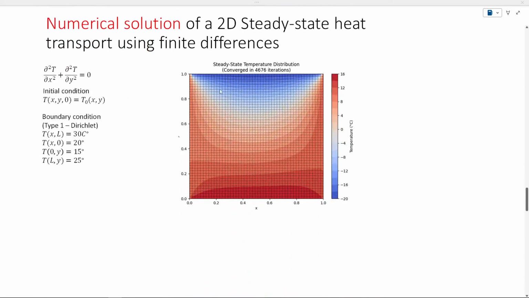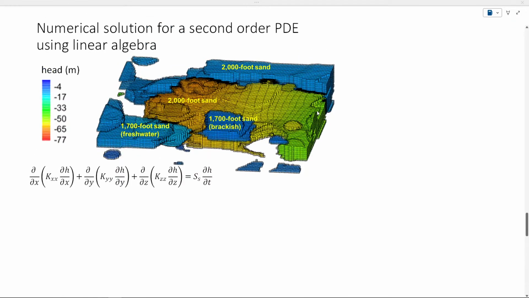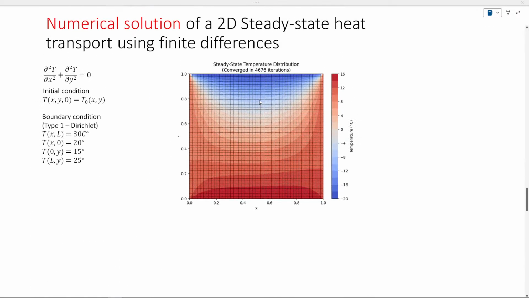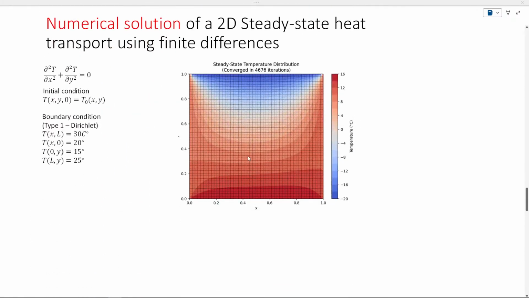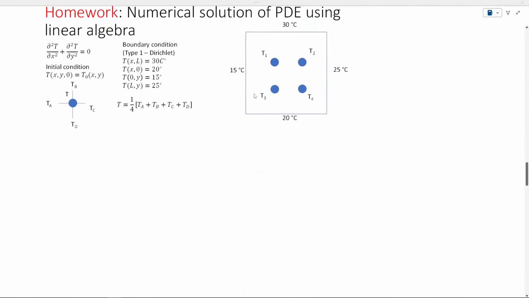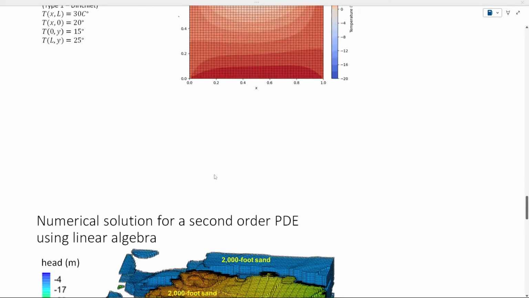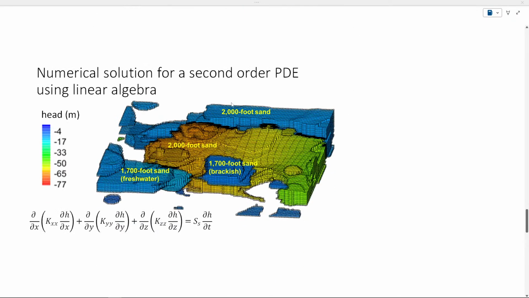See, this model has 50 by 50 grids. This model has almost 400,000 grid cells. But it's based on the same principle. So this is a distributed model. This is a distributed model with 4 cells. This is a distributed model with 50 by 50 cells, like 2000 cells, and this is a distributed model with 4000 cells.